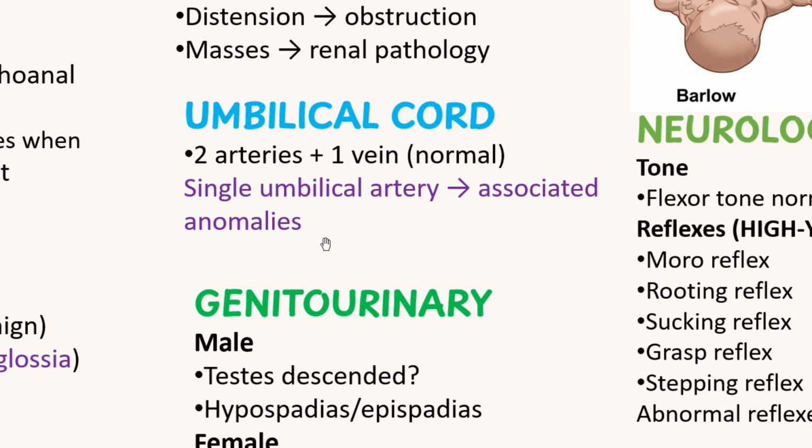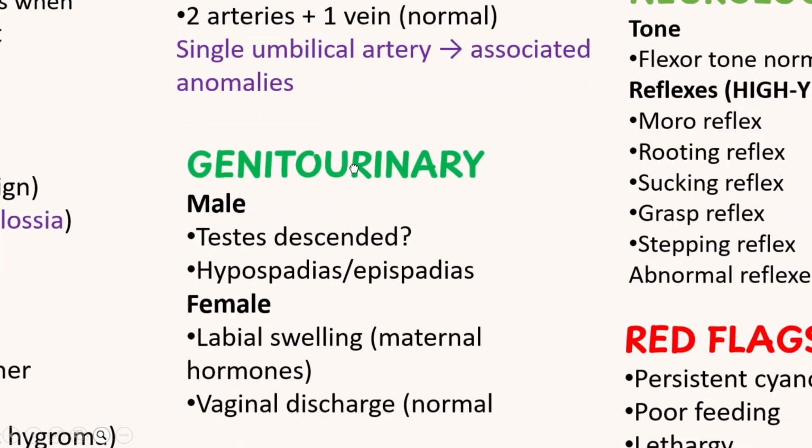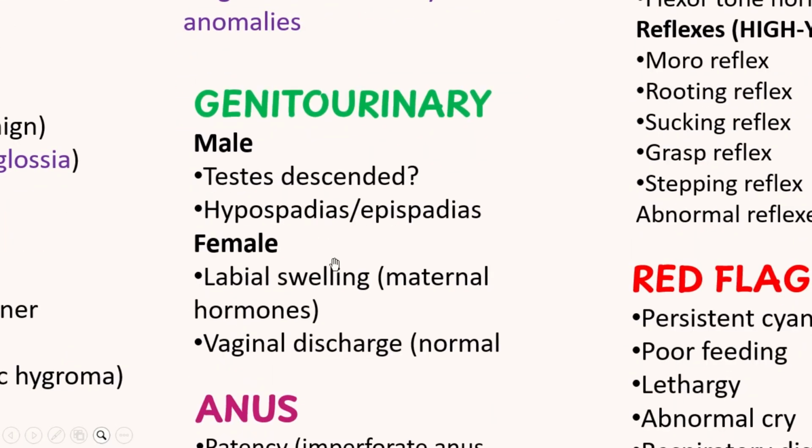We shall probably do a video covering something about it. Then the genitourinary system, you want to see how the testes descended, but sometimes the testes take a little bit of time to descend actually, and they may not be descended at the time. Look for things like hypospadias or epispadias. This is where the position of the urethra is abnormal. It can be below on the shaft and things like that.